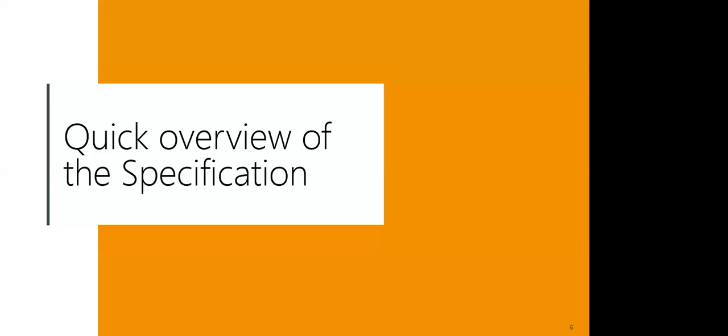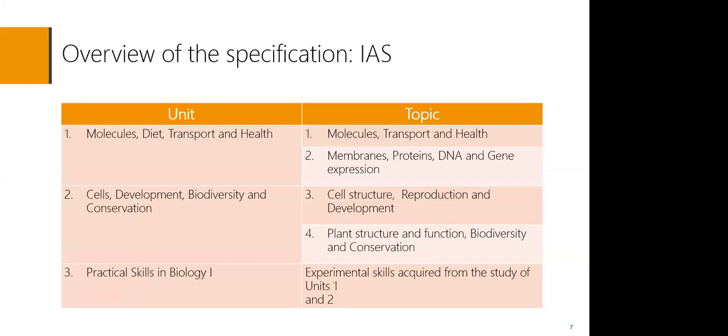Now we're going to have a quick overview of the specification. It's a modular specification divided into IAS and IAL. The total qualification is a total of 6 externally assessed units or modules. Units 1, 2 and 3, which you can see now, comprise the IAS. The content of these 3 units provides students with a grounding for A-level studies.